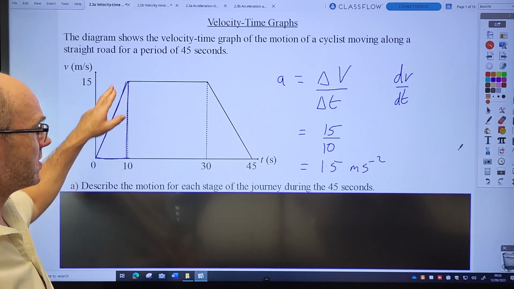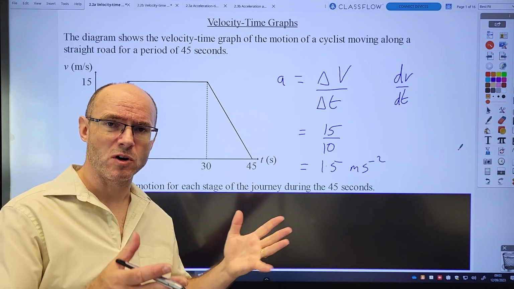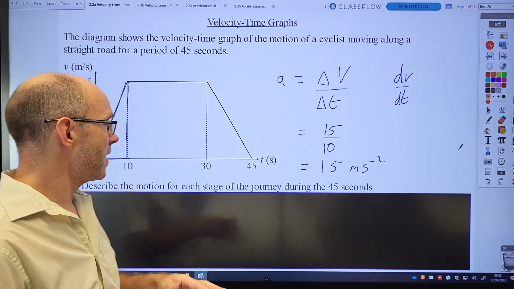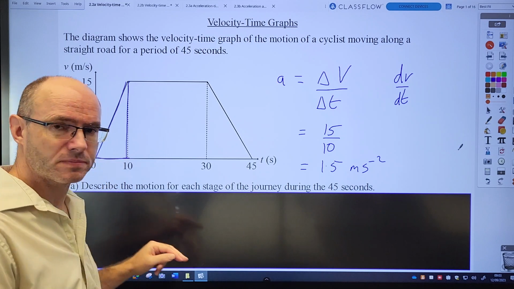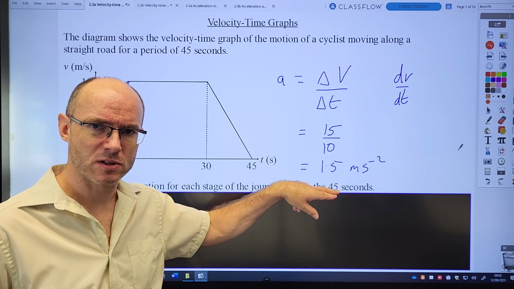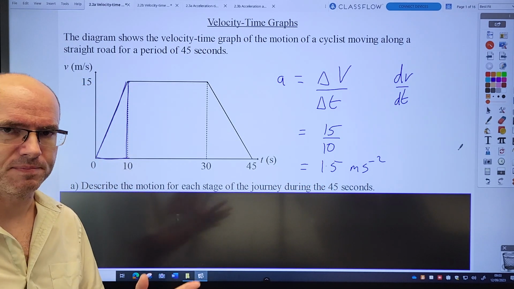So that's the acceleration. That's what happened in the first part of the journey. You would write something along the lines of: cyclist is increasing in velocity from 0 to 15 meters per second, and acceleration 1.5 meters per second squared for the first 10 seconds. Okay, that's that bit done.